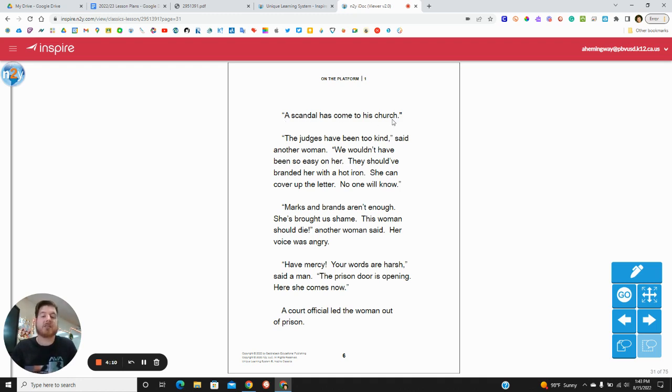It says, a scandal has come to his church. The judges have been too kind, said another woman. We shouldn't have been so easy on her. They should have branded her with a hot iron. She can cover up the letter. No one will know. Marks and brands aren't enough. She's brought us shame. This woman should die, another woman said. Her voice is angry. Have mercy. Your words are harsh, said a man. The prison door is opening. Here she comes now. A court official led the woman out of prison.